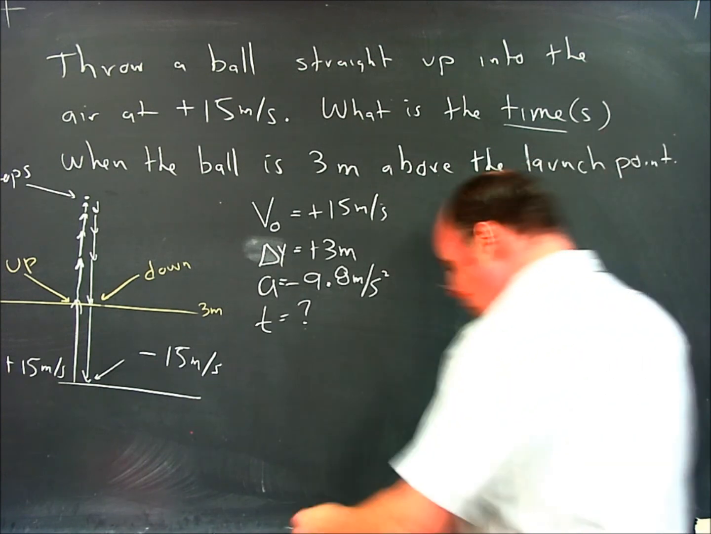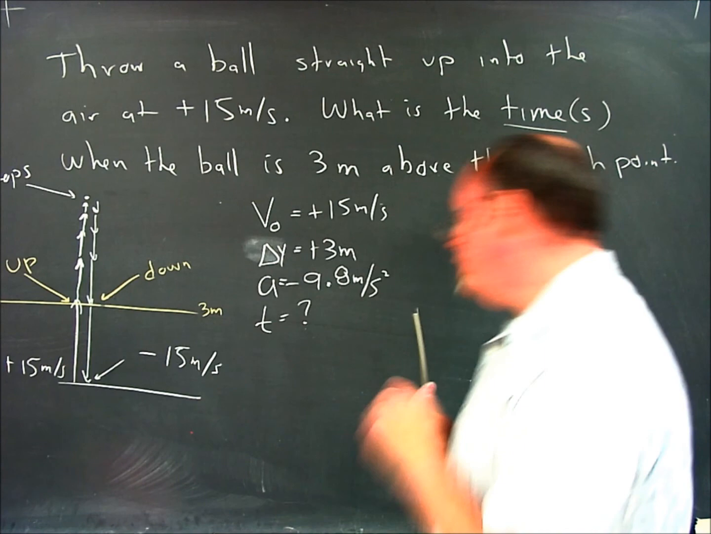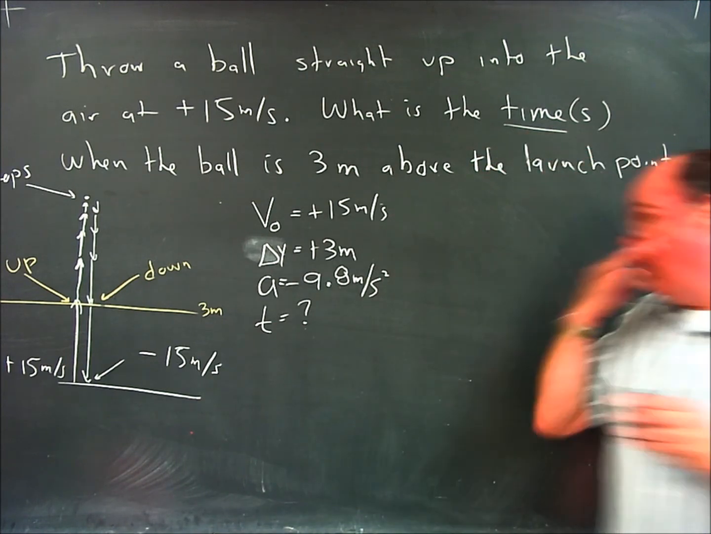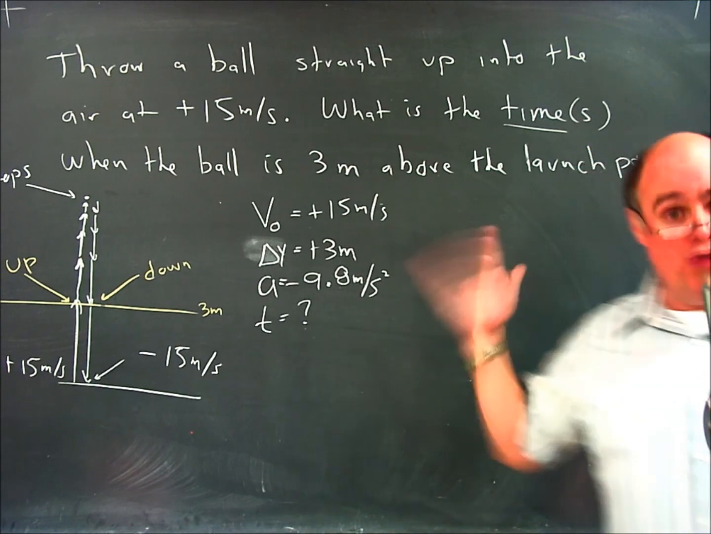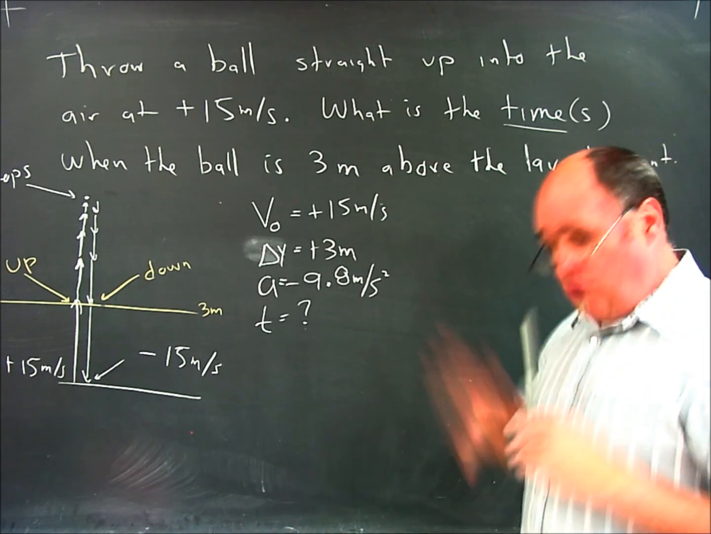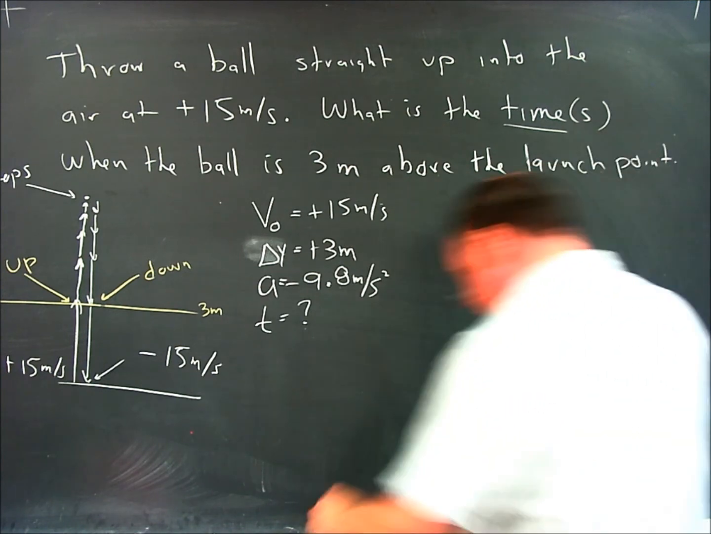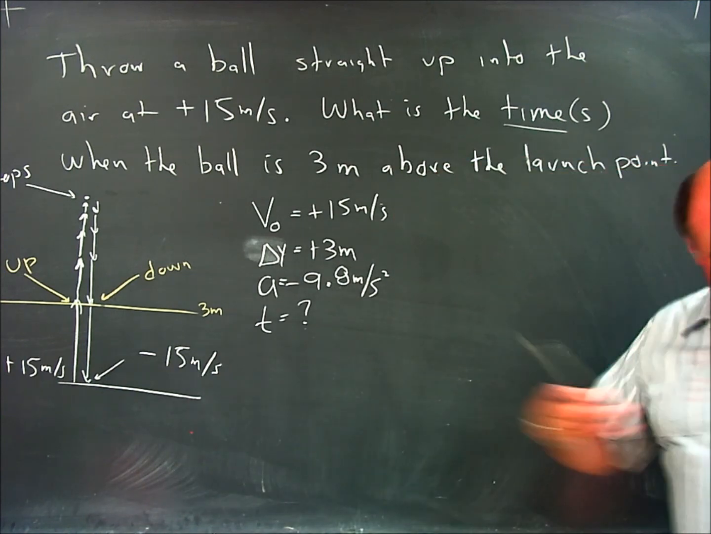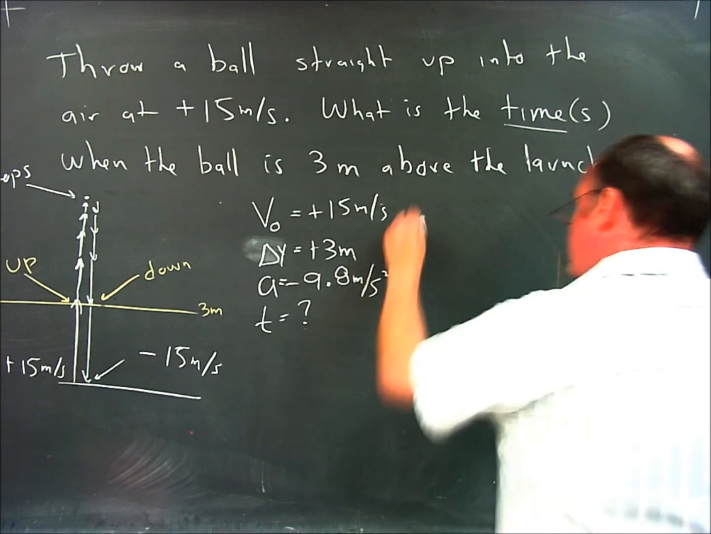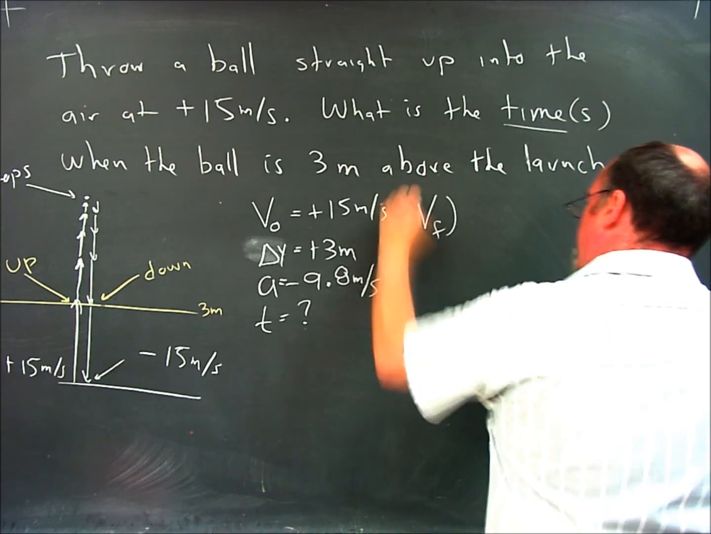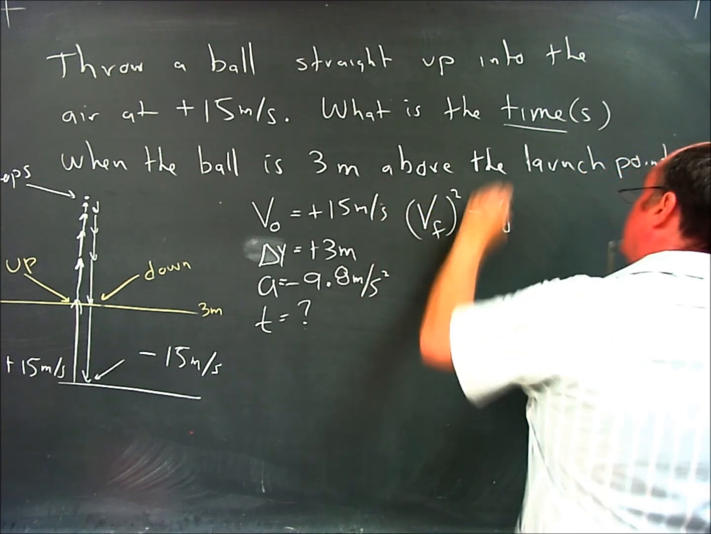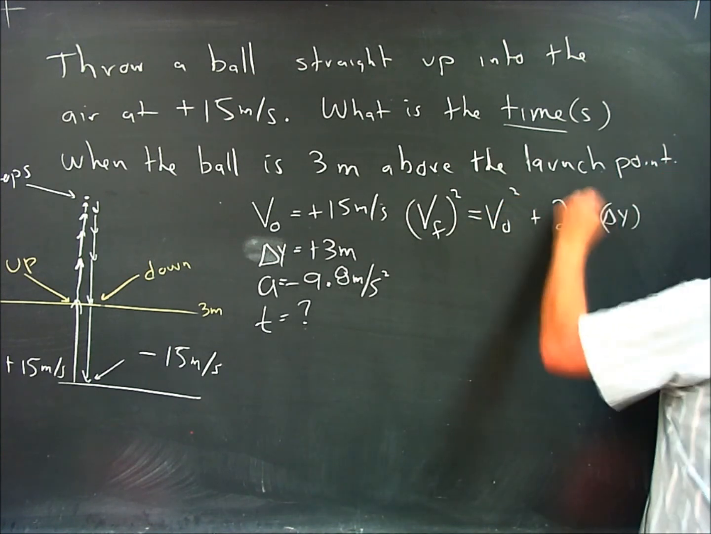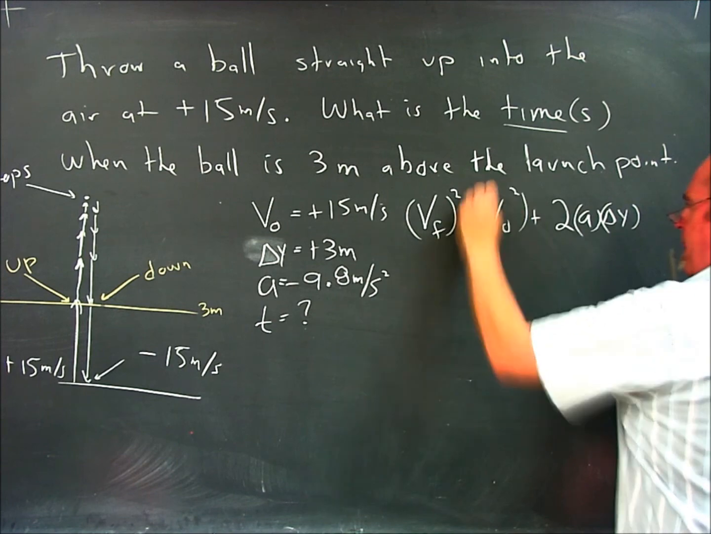If I try to plug it into the formula that would seem practical, one formula right here, it'll lead you towards a quadratic equation, which is not overly user-friendly. So what I might do is use this formula. I might say this: V final squared equals V initial squared plus 2A delta Y. Okay. I might plug it in.